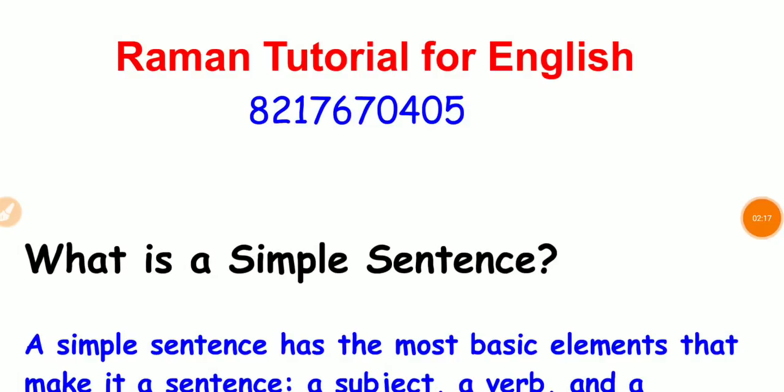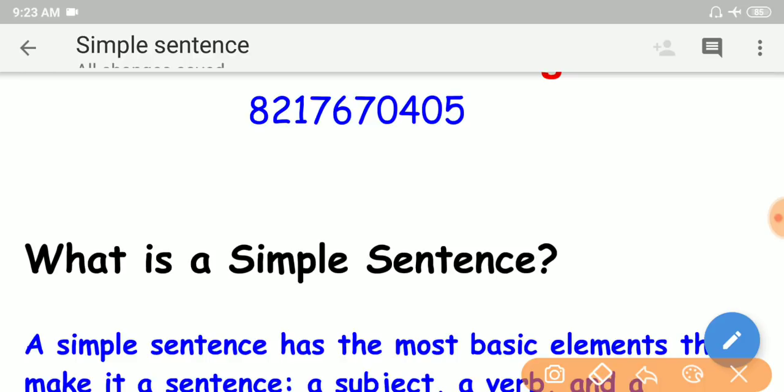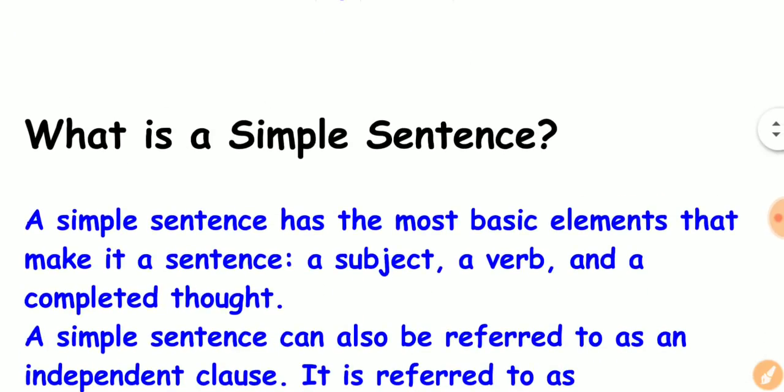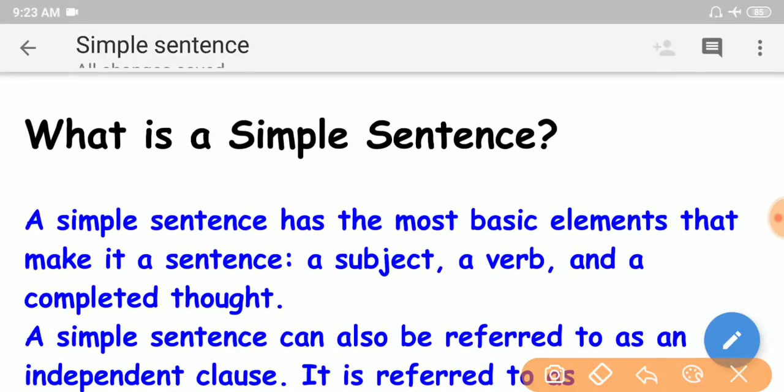we are going to learn what is a simple sentence. So here you can see what is a simple sentence. So let us go through the definition. A simple sentence has the most basic elements that make it a sentence. So three most basic elements it has, which make a sentence. What are the three basic elements?